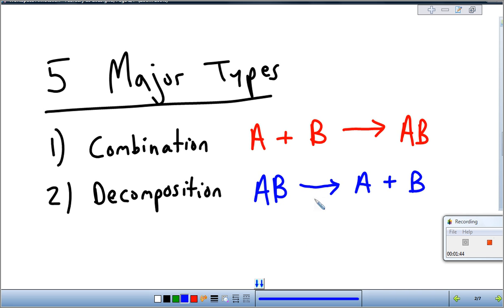So combination, two or more things coming together, linking up, combining to make a more complex chemical. Decomposition reaction, one complex chemical or two complex chemicals splitting apart into simpler components.